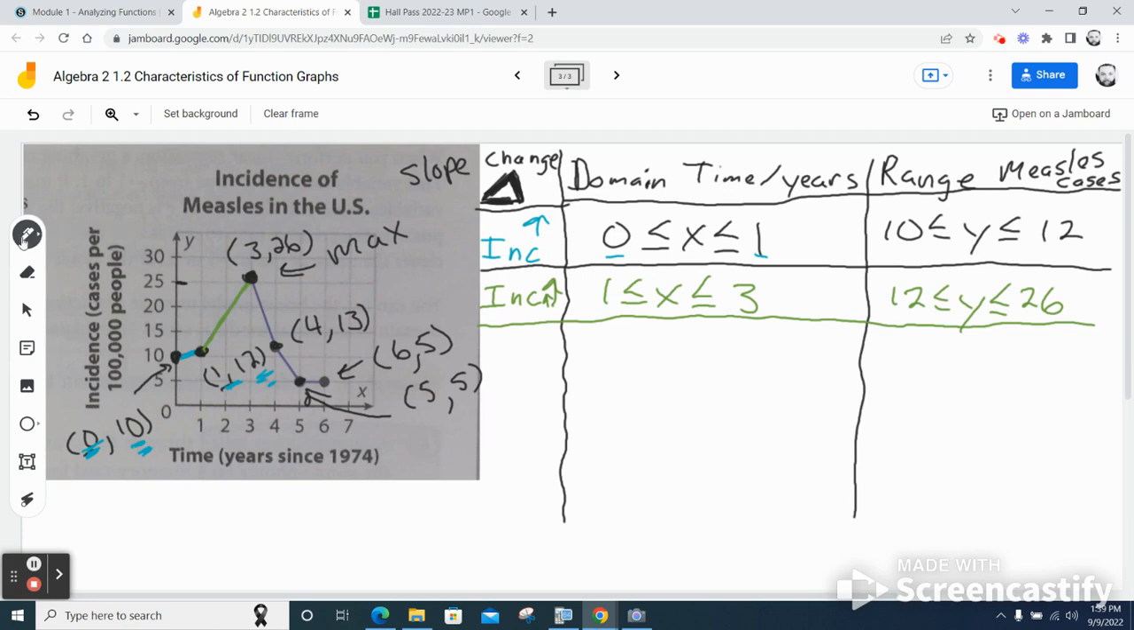All right, let's do the next chunk. What's the next chunk you guys want to focus on? Yep, to the next point, 4, 13. So, what's going on there? Is it increasing or decreasing? Going downhill, so that's decreasing. Draw an arrow going down.